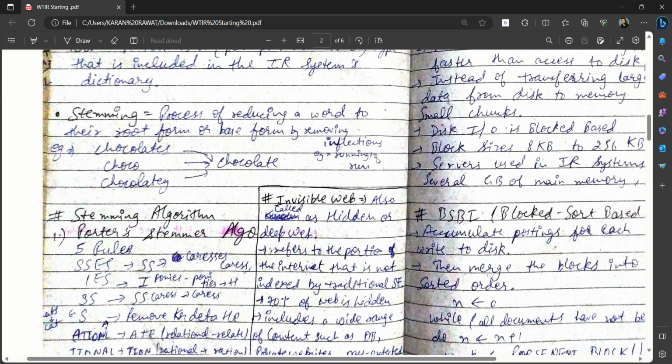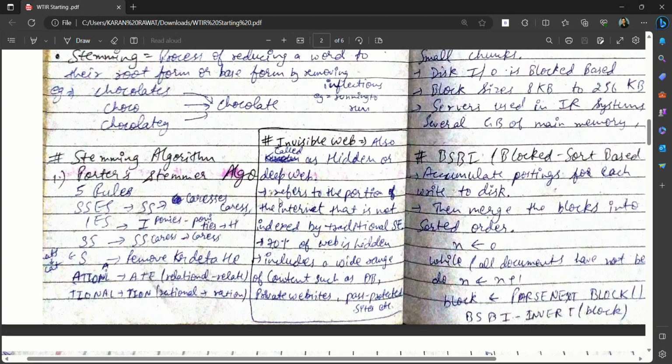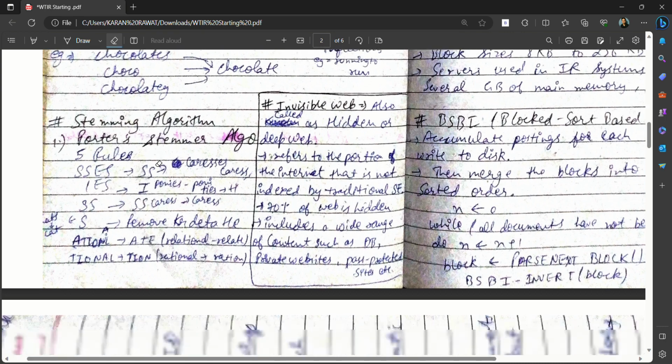In your exam, the question that arrives most of the time is the stemming algorithm. Now we'll discuss further what the stemming algorithm is. In your exam, this question may arise: what is the stemming algorithm? And basically the most important stemming algorithm is Porter's algorithm, about which we will be discussing in this video. So this stemming algorithm, the Porter algorithm, is most important.